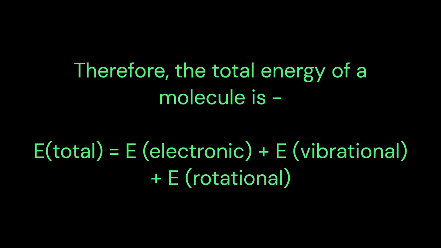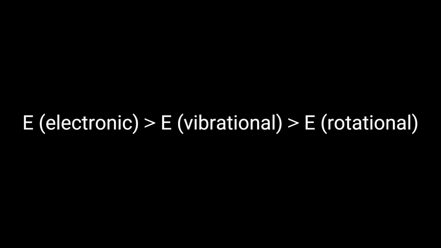Therefore, the total energy of a molecule is the summation of electronic energy, vibrational energy, and rotational energy. And obviously, electronic energy is greater than vibrational energy, which is greater than rotational energy. Now, to understand how the spectrum is formed, we have to discuss the energy gaps between them and finally merge them in the way shown in the diagram.